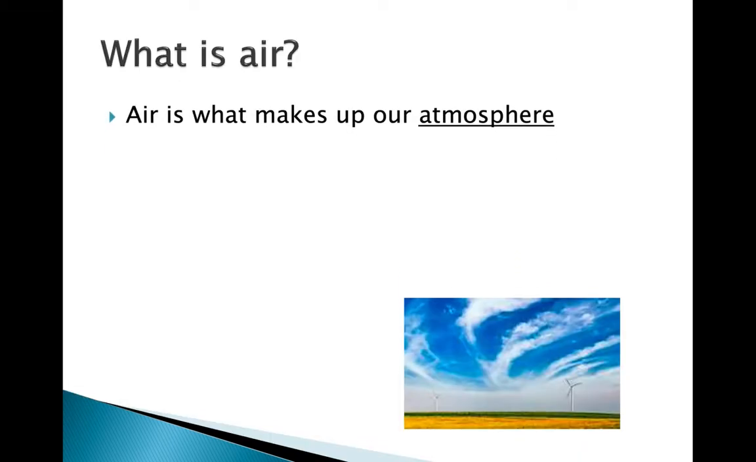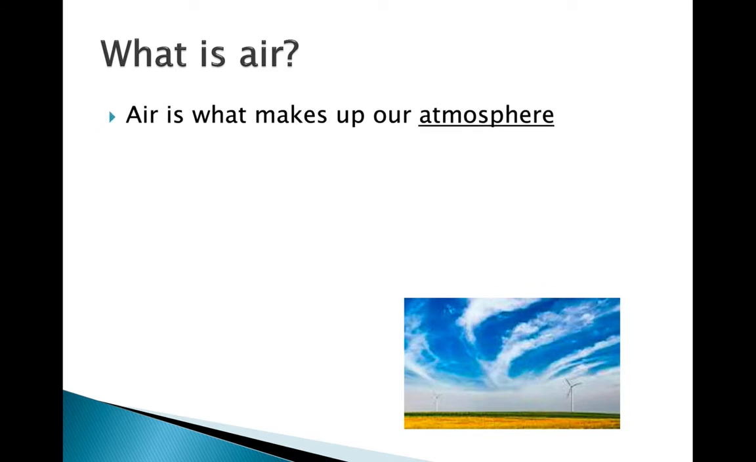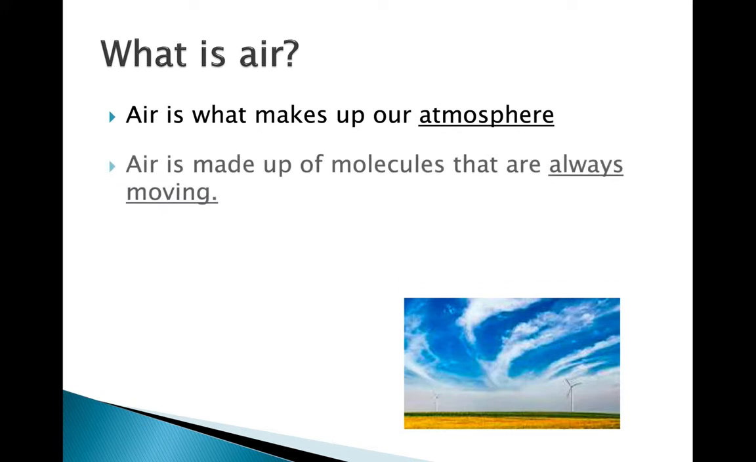All right, so just a couple of little things to go into, to understand a little bit more of how air takes up space. Air is what makes up our atmosphere. So in our atmosphere on Earth, we have air. There is not air outside of our atmosphere, right? Or on other planets. They might have some type of gases, but they don't have our air. We would not be able to breathe it if we went there.